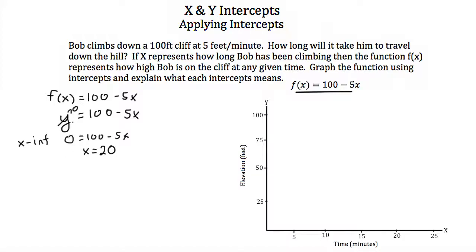Now, what does that mean when y is equal to 0? Well, let's think about the cliff, and let's pretend that this y-axis here is our cliff. Well, when y is equal to 0, Bob is at the bottom of the cliff. So the x-axis then would be like our ground. So Bob reaches the ground in 20 minutes. So we go to 20 on our x-axis and we put our point.